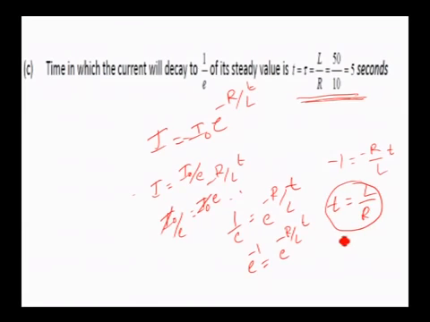So this is the time taken by the coil so that the current becomes 1 by E times its steady value, which is also the time constant, L by R. It is 50 divided by 10, that's equal to 5 seconds.